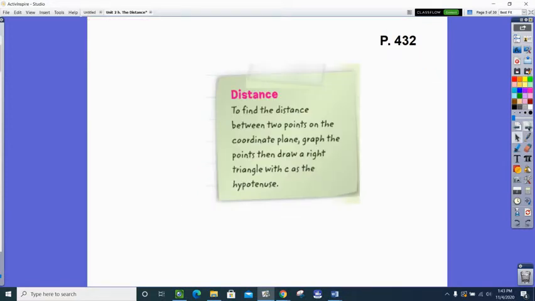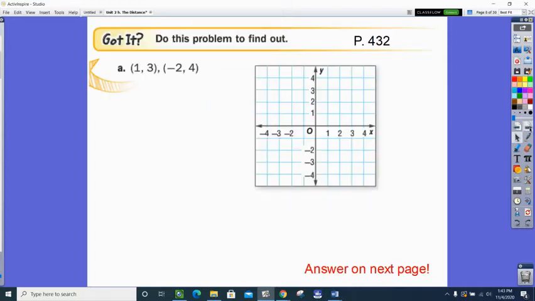So distance. To find the distance between 2 points on the coordinate plane, you graph the points, and then you draw a right triangle with c as the hypotenuse, and you use the Pythagorean Theorem to solve it. So what I'm going to ask you to do right now is plot these 2 points on the piece of graph paper provided on page 432, and draw a right triangle. After you draw that right triangle, you're going to use the Pythagorean Theorem to find the length of the hypotenuse. And the length of the hypotenuse will be the distance between those 2 points. So first of all, can you go ahead, pause the video, and plot those 2 points?